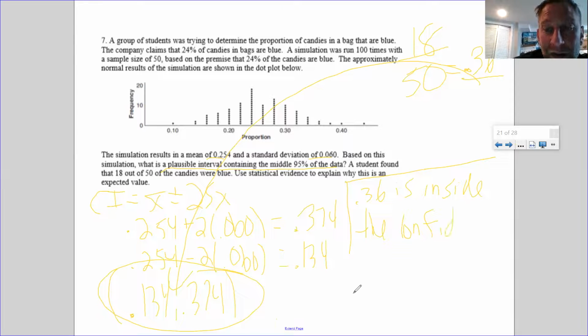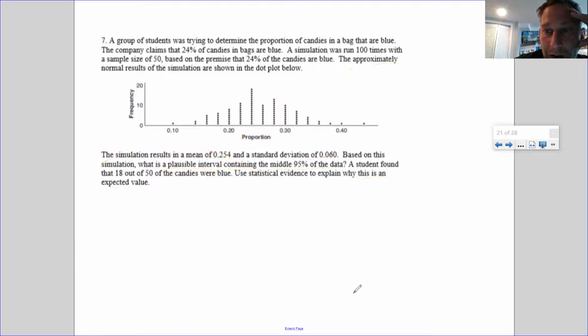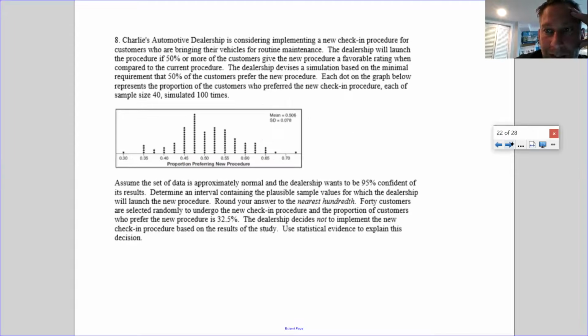When it comes to Regents review time, this is like the easy, make sure everybody can do this. It's not complicated. It's just a little formula for confidence interval. And then either yes, it's inside, or no, it's not inside. All right, so that's the same thing.